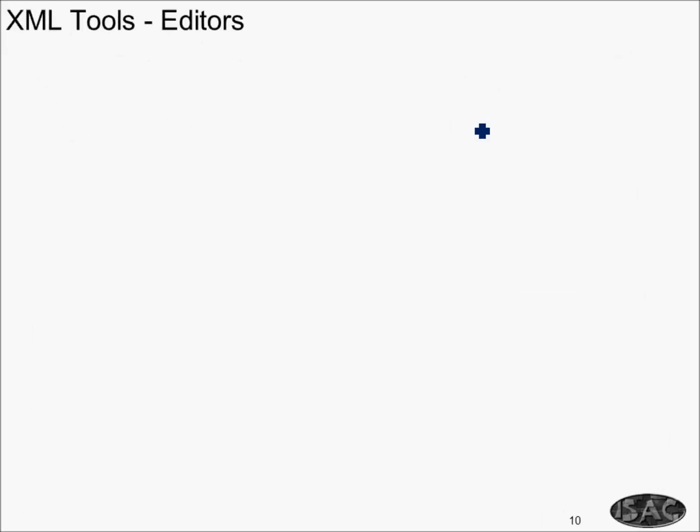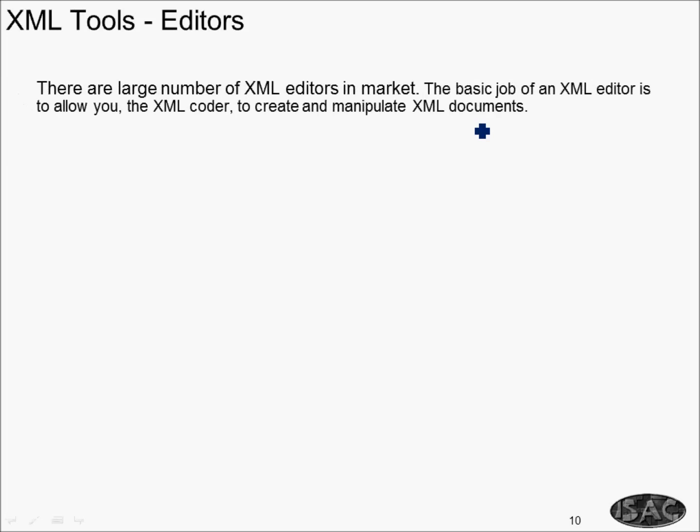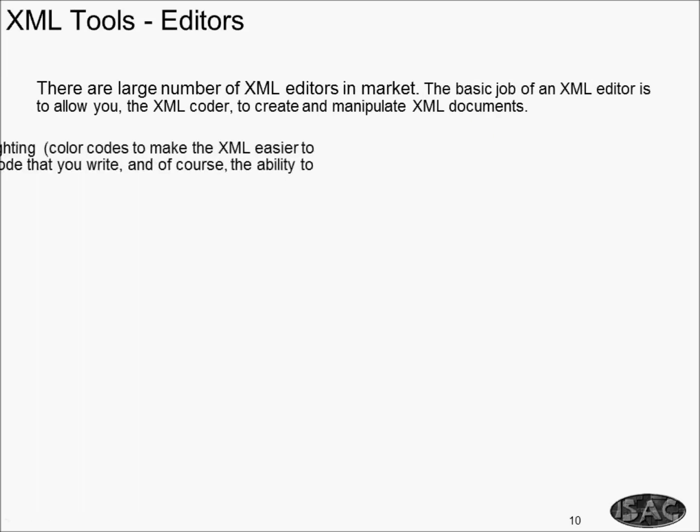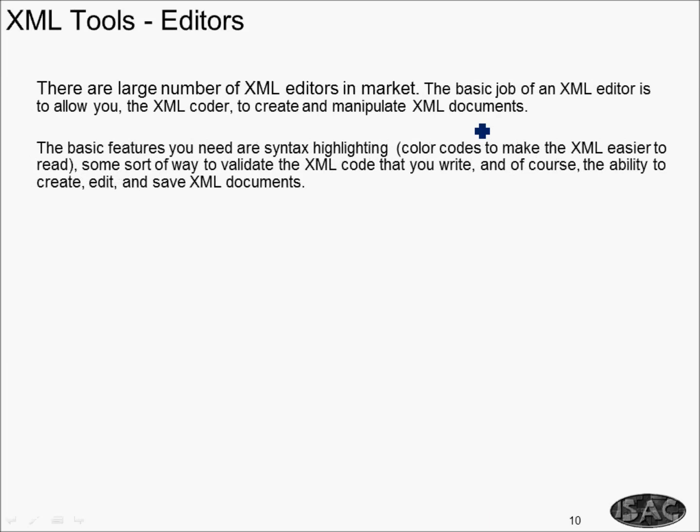But if you are in the business of creating a new XML file, editing it, modifying it and saving it, then you need a tool that will help you edit, and there are a lot of them. The basic features you need in any such XML editor are syntax highlighting and color codes, which make the XML easier to read, and some kind of validation, checking whether the tags are properly done and the XML version is there. Some basic syntactical checks.